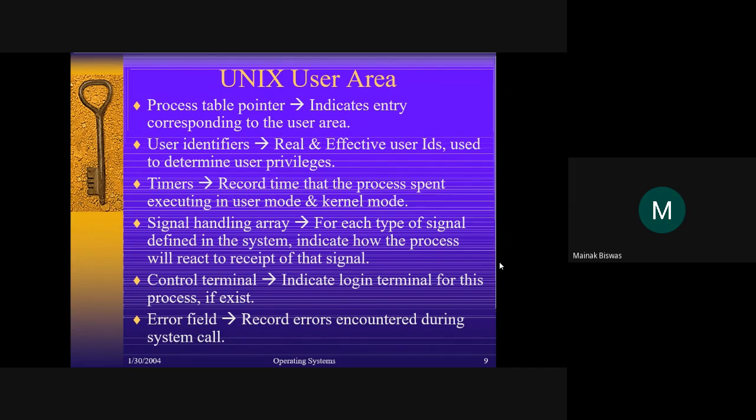Control terminal indicates the login terminal. Sometimes you see that when the system is totally heated up, the system shuts down, right? Those signals can also be put in an array, along with how the process will react to the receipt of that signal. The signal can also be an error signal. If the process is executing and trying to access the memory of another process, an error signal might be generated and the system might shut down. The control terminal indicates the login terminal for the process, if it exists. Errors record errors encountered during the signal call.